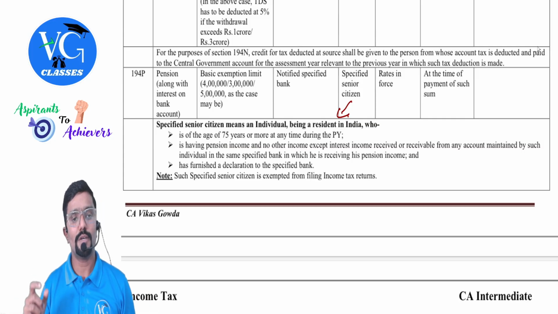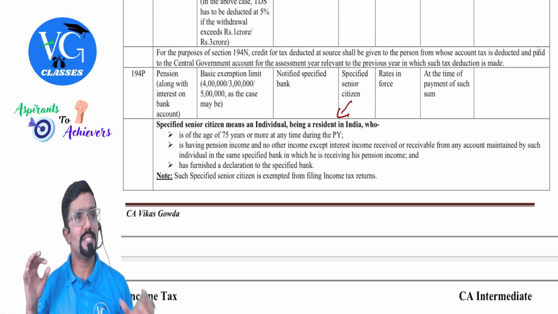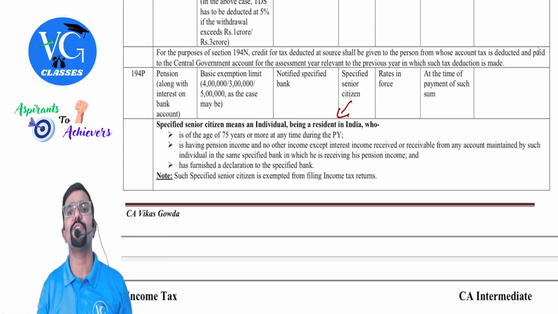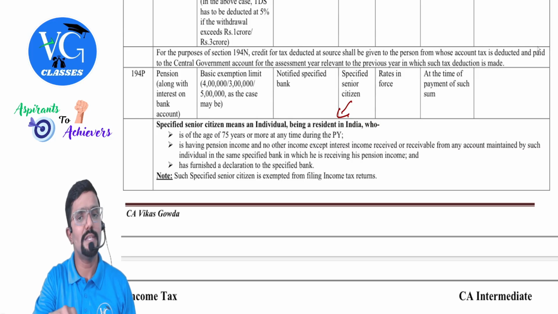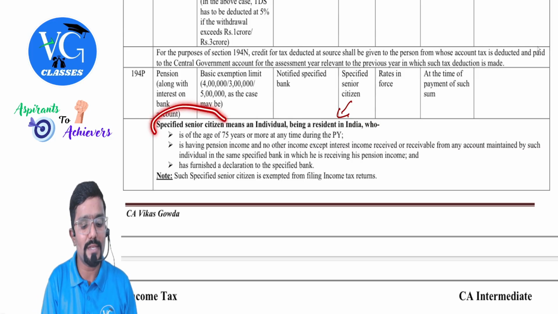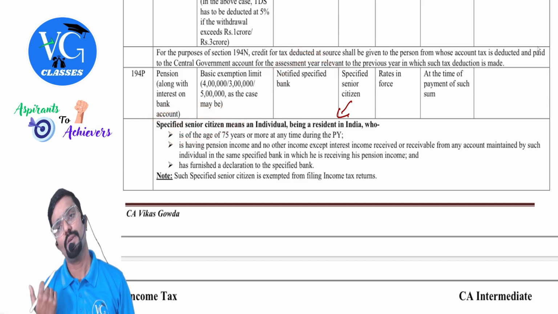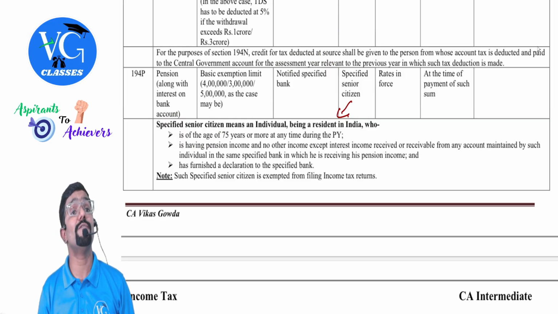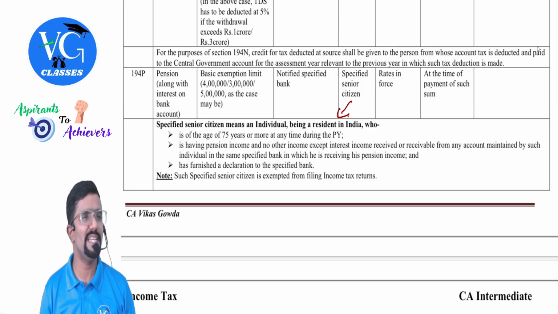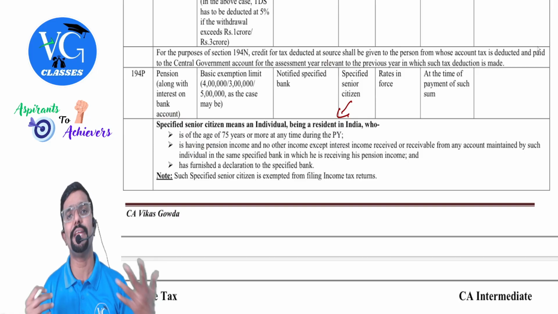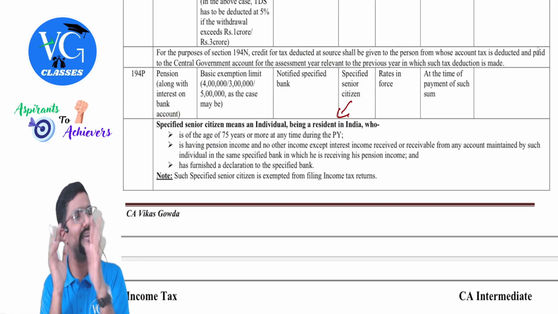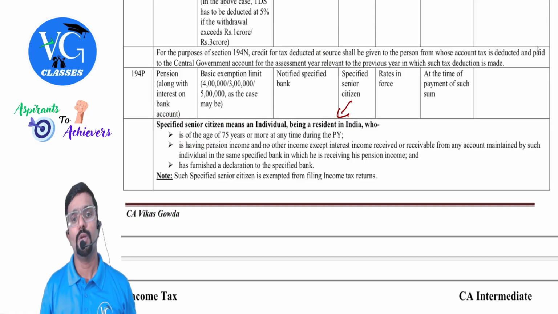Okay. Note, such specified person, that is specified senior citizen, is exempted from filing the returns. Why, sir? Because whatever this guy is supposed to pay tax, the payer is deducting it as TDS. So they are exempted from even filing the returns. As they are senior citizens, they may not be able to do it independently. That is why the government told, okay, we will exempt you.